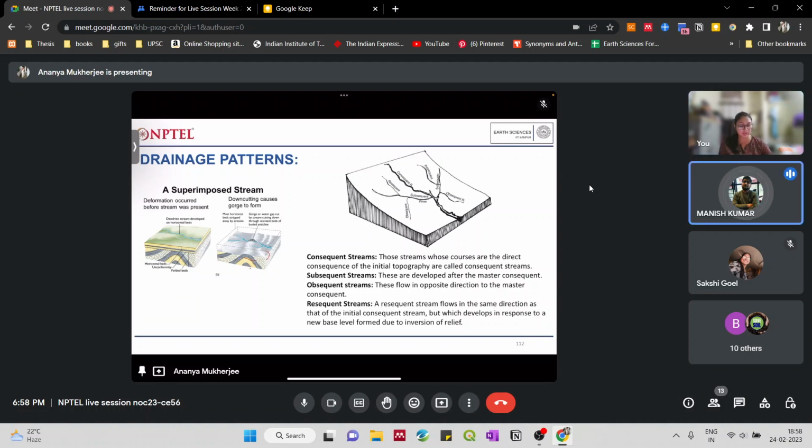You can see, Ma'am? Then what is the role of erosion in the superimposed stream?